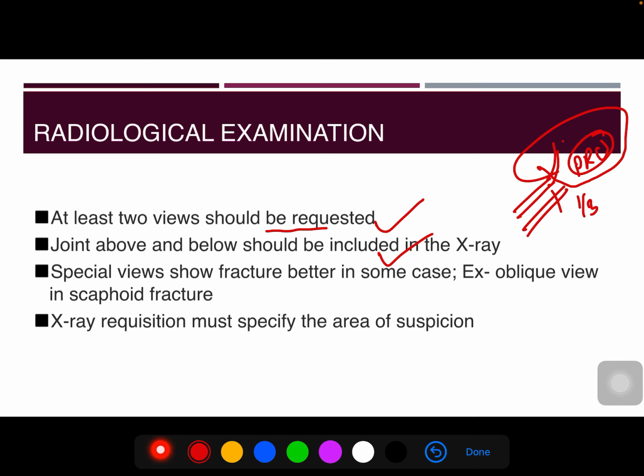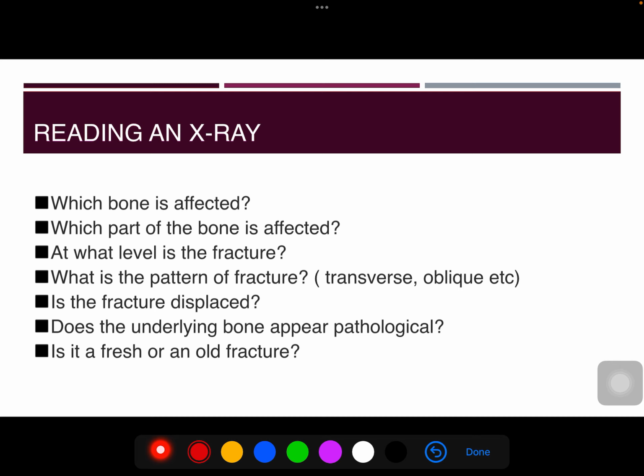So special views show fractures better in some cases, like the oblique view in the scaphoid fracture, and the X-ray requisition must specify the area of suspicion in the X-ray form. For the reading of the X-ray, we have to read which bone is affected, which part of the bone is affected, at which level is the fracture, the pattern of the fracture, and whether the fracture is displaced or not, does the underlying bone appear pathological, and is it a fresh or an old fracture? We have to look for that.